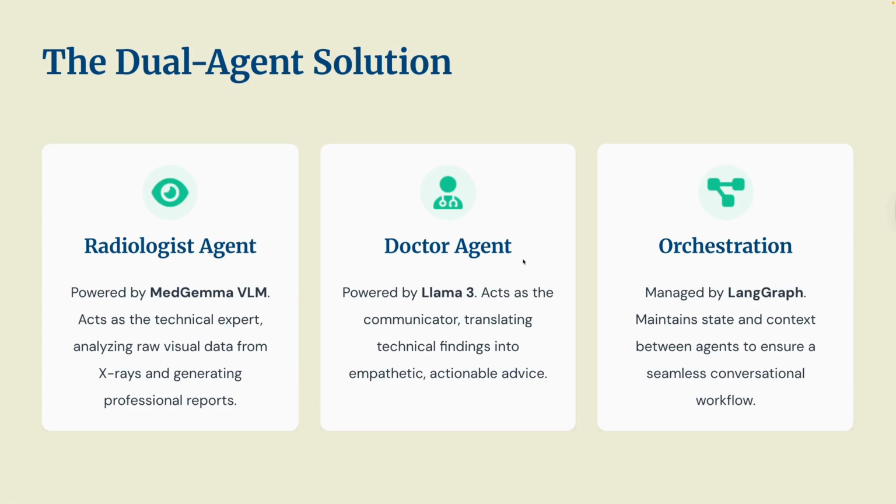And the core of our orchestration is built on LangGraph. Unlike a simple linear chain, LangGraph allows us to build a stateful workflow where agents can cycle and make decisions. Today I will show you how we built this and, more importantly, how we made it private and secure.